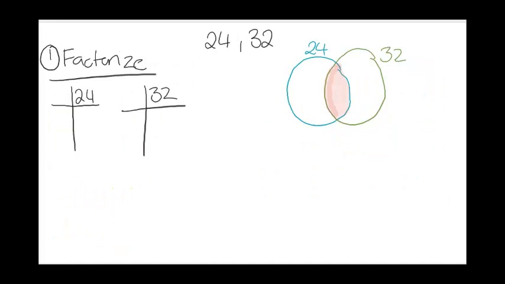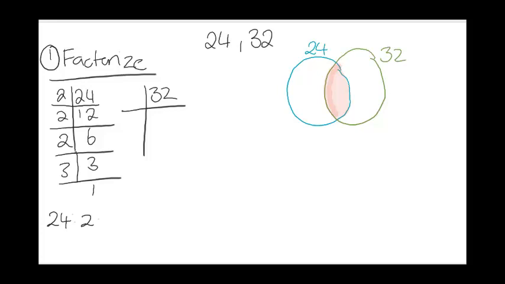Let's start by factorizing 24. If you think about all the numbers that can divide into 24, the first one that I think of is like 6. But 6 is not a prime number, so I will not use 6. The easiest thing to do is just to start with 2. So 2 goes into 24 12 times, and 2 goes into 12 6 times, and 2 goes into 6 3 times, and 3 goes into 3 once. So my factors for 24 are 2 times 2 times 2 times 3.